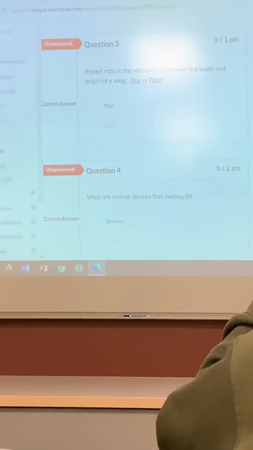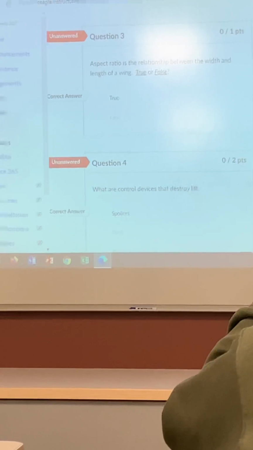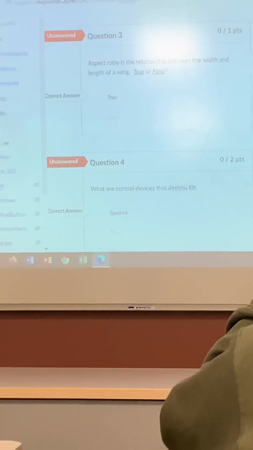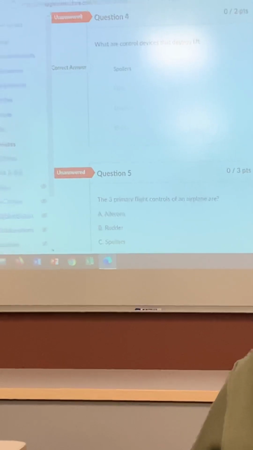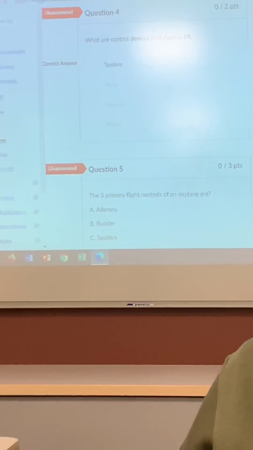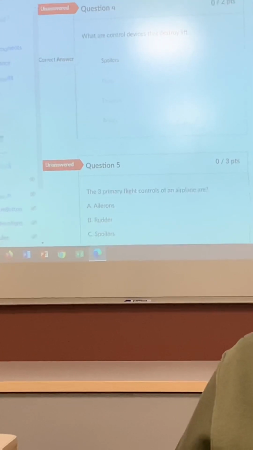Aspect ratio is the relationship between the width and length of a wing. True or false? That is true. What are control devices that destroy lift? Spoilers.